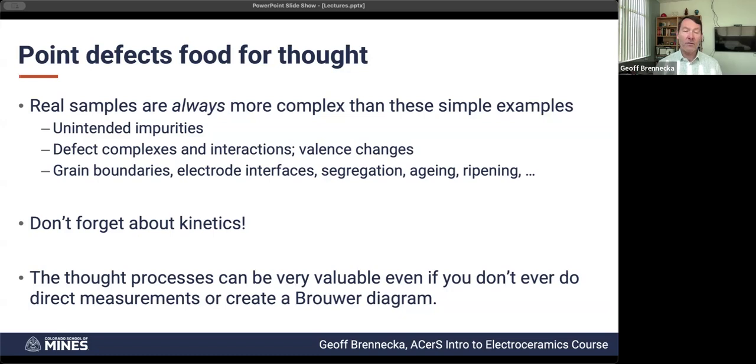Also, for all of the examples that I gave you, we pretended it was a completely infinite, perfect lattice, right? There are no grain boundaries around. There are no electrode interfaces. There are no reactions that we have to deal with other than reacting with the atmosphere, with oxygen coming or going.